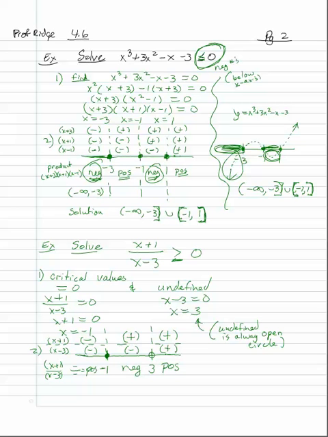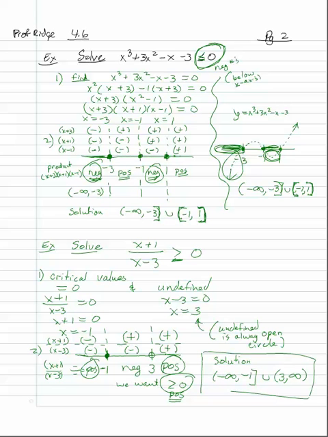And then what do we want? Greater than or equal to 0, so that's positive or 0. So we're just looking at positive right now. So it's the first interval and the last interval. So our solution is, now be careful, the first interval is closed, the last one's open. So it's negative infinity to negative 1, union 3 to infinity. Okay?